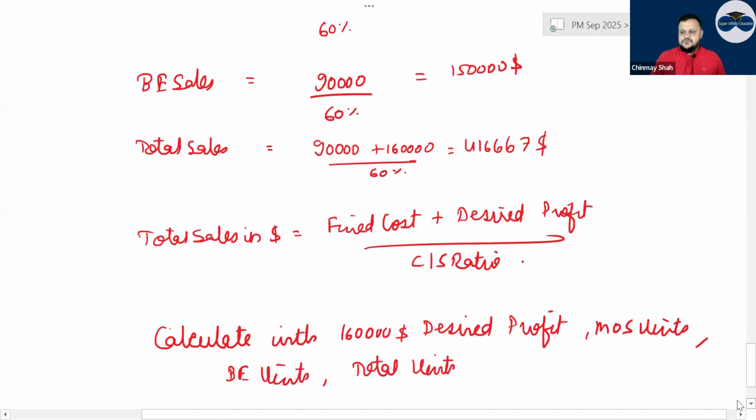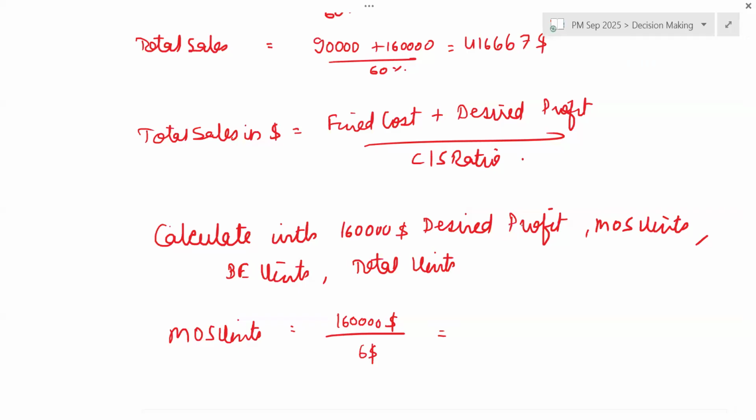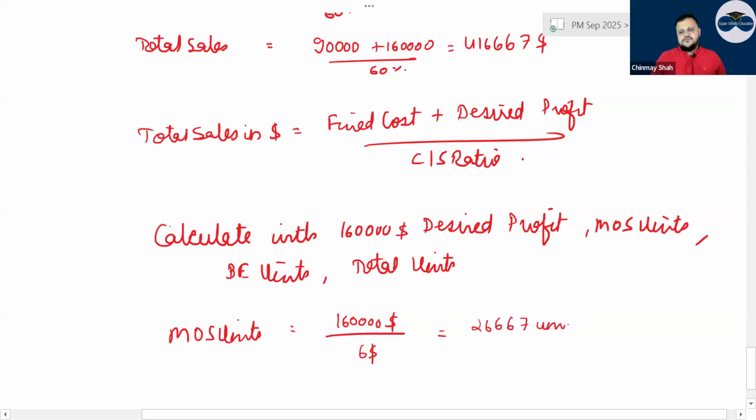How will you do it? Tell me, MOS units, what is the formula? 160,000 desired profit divided by what? How much is contribution per unit? $6? Yes or no? Yes, sir. Right. So how much is it? 26,667 units. Yes, sir.